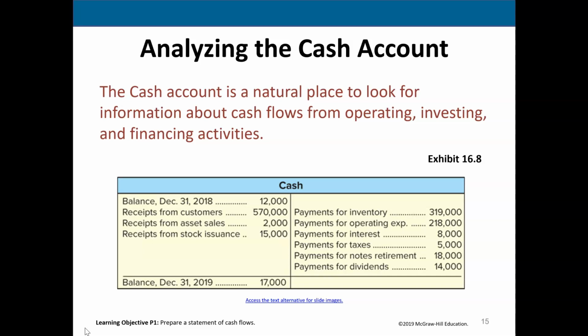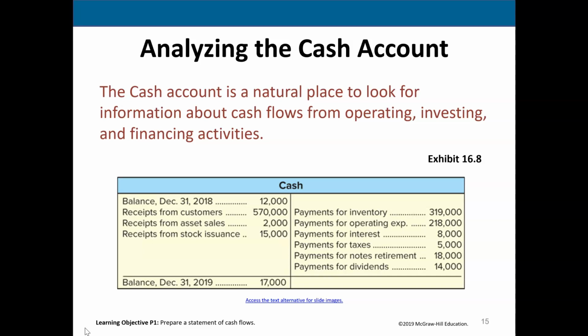When you work on the cash flow statement, you're going to look at the income statement, the balance sheet, and even the cash account. This is a great place to look at what the inflows and outflows of cash are. As you can see here, they started off with $12,000 on December 31st, 2018, and then ended on December 31st, 2019 with $17,000. So we already know that there's a cash increase of $5,000. We just have to show what that $5,000 consists of.